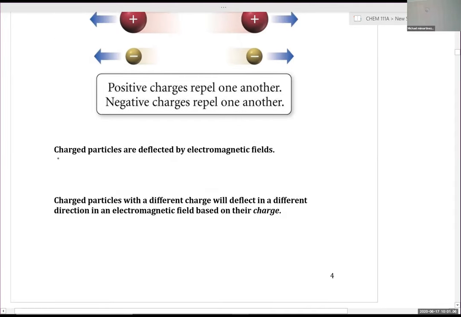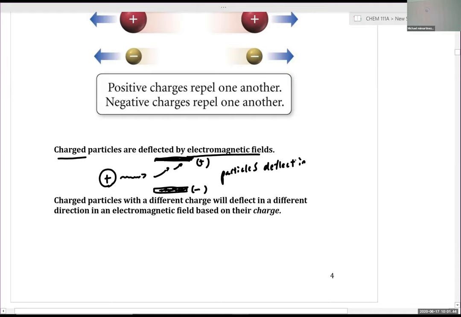Now, further, charged particles are deflected by electromagnetic fields. So for example, if you have a charged particle, such as a positively charged particle, passing through an electromagnetic field, such as that generated by two plates, we will see in these experiments that these particles deflect in an electromagnetic field. And this deflection depends on the charge of your particle. Charged particles with a different charge will deflect in a different direction based on their charge.